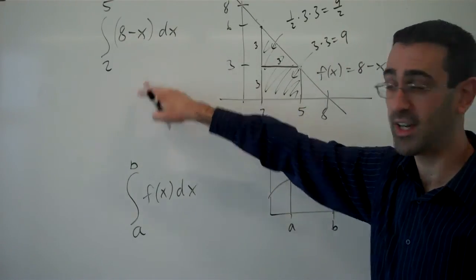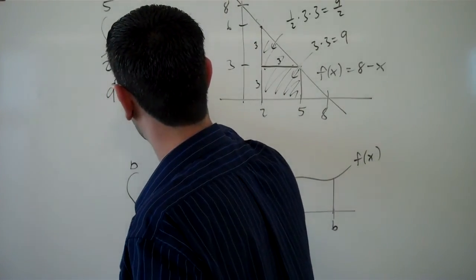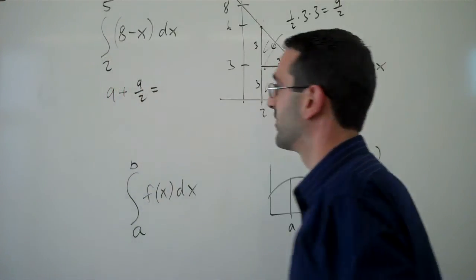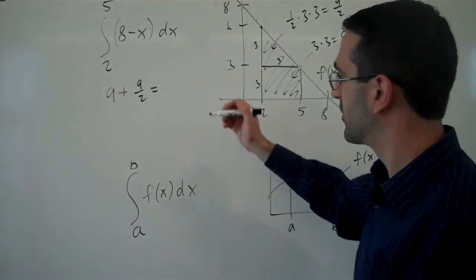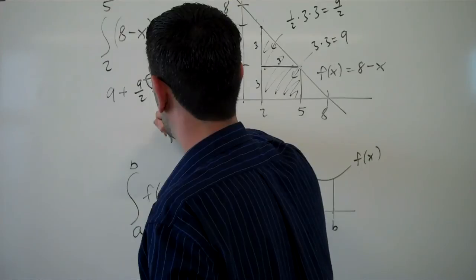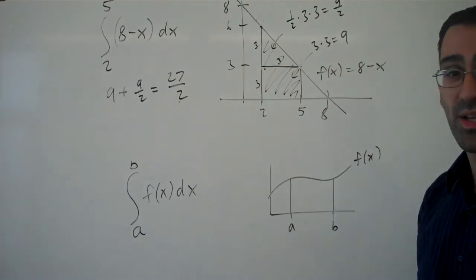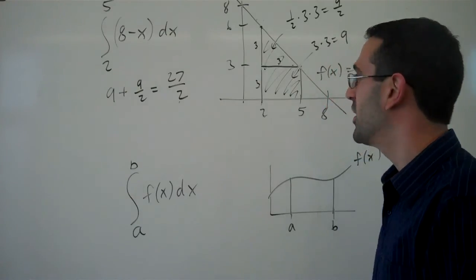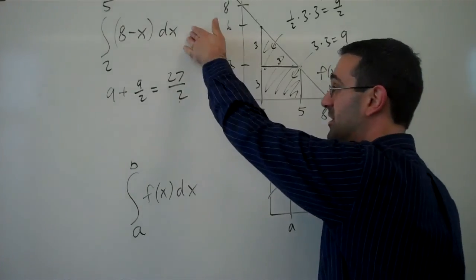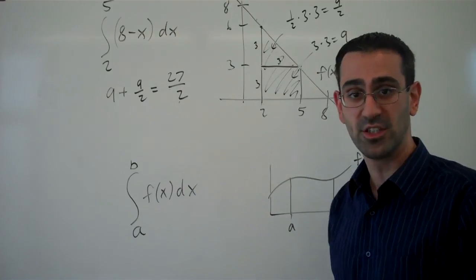And so the total area under this curve is 9 plus 9/2, right? Or in other words, 27 halves. Right, and we can find the area under the curve here, or the definite integral, using area under the curve without needing any fancier calculus.